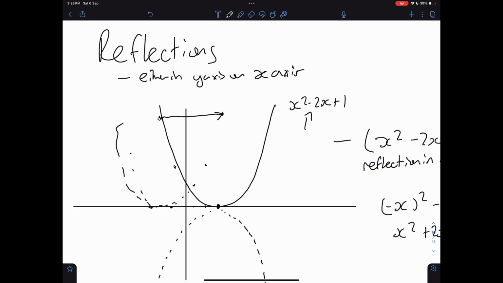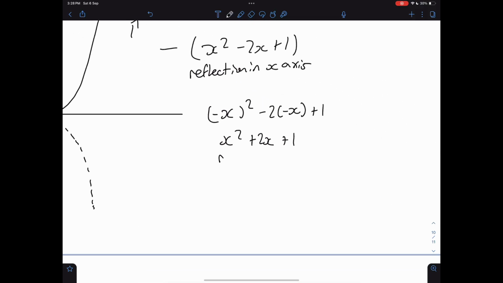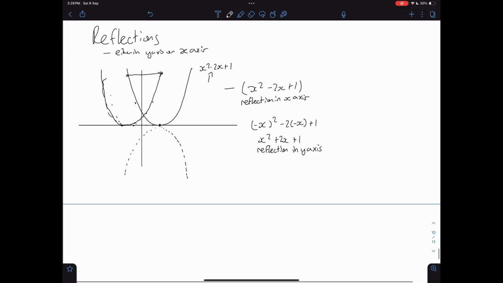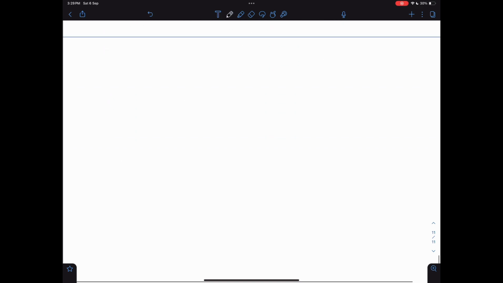And then ultimately you end up with a reflection in the x-axis, in the y-axis, sorry. See, even I get confused with this. Reflection in y-axis. And then the third one that you need to know is stretch.